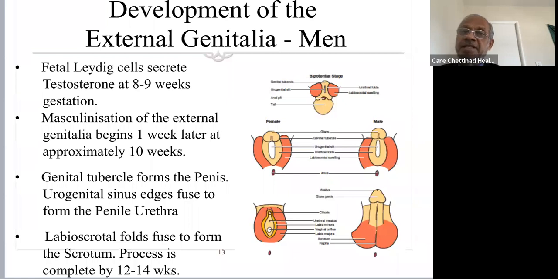The fetal Leydig cells secrete testosterone at 8 to 9 weeks gestation. Masculinization of the external genitalia begins 1 week later, at approximately 10 weeks. The genital tubercle forms the penis. The urogenital sinus folds fuse to form the penile urethra. Labioscrotal folds fuse to form the scrotum. This process is complete by 14 weeks.